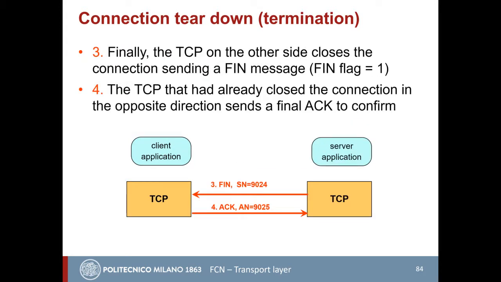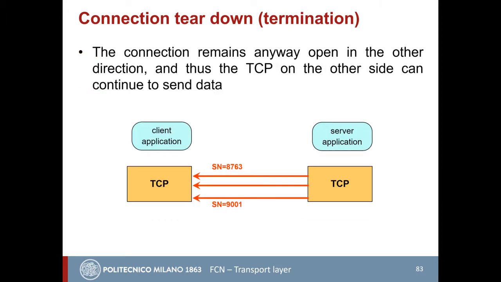At a certain time, there is a request of connection termination also from the other side, from the server towards the client. And this is again done by setting the FIN flag in a segment. And even if the connection is closed on the other side, the client application can send an ACK to the server. Actually, the client application can send ACKs also when it receives normal data. It cannot send data anymore, but it can send ACKs to the received data.